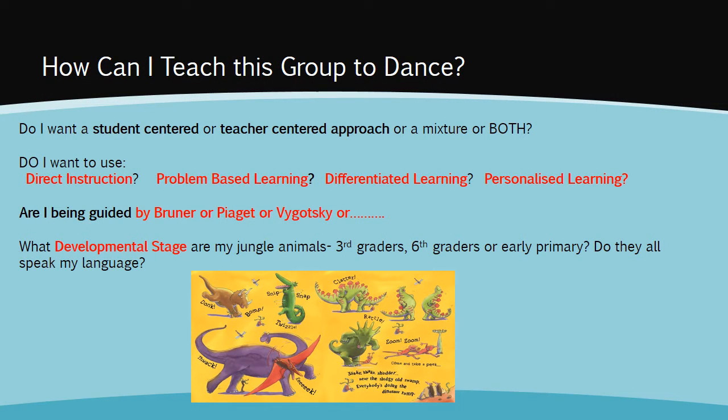Well, let me think, let me reflect. Do I want a student-centered or teacher-centered approach, or perhaps a mixture of both? Do I want to use some direct instruction with this group? Do I want to use problem-based learning, differentiated learning, or personalized learning, or any combination? Am I being guided by certain theorists, such as Bruner, or Piaget, or Vygotsky? Or I have to think about where they are developmentally as children. What stages are they at? Are my jungle animals more like third graders or sixth graders or early primary? Do they speak my language or do some of them speak something else?